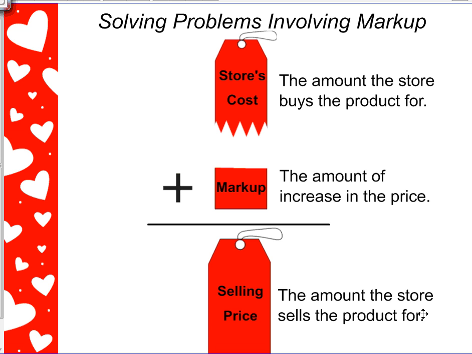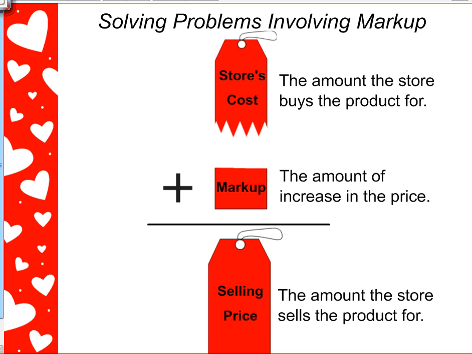So the first thing we're going to work with is the markup. In order to solve what a markup is you have to think about it this way. You have the store's cost, which is the amount that the store buys the product for, plus the markup, the amount of increase in the price, and then we get the selling price, which is the amount the store sells the product for. Okay, so this is basically how markup works.